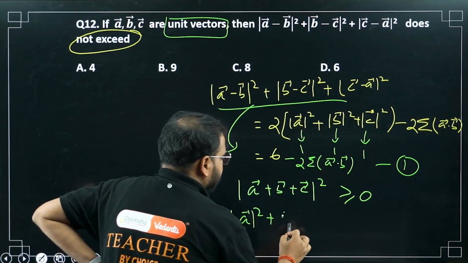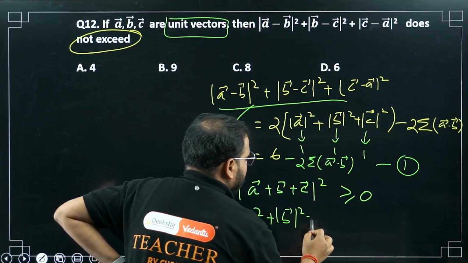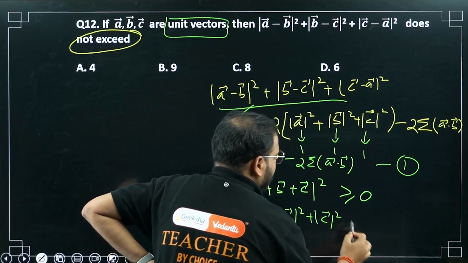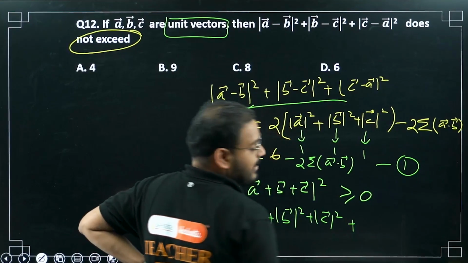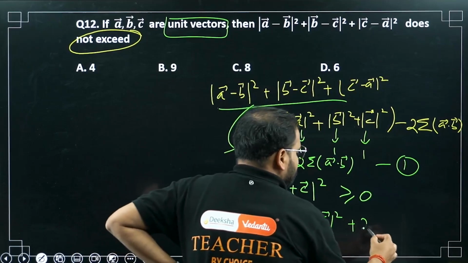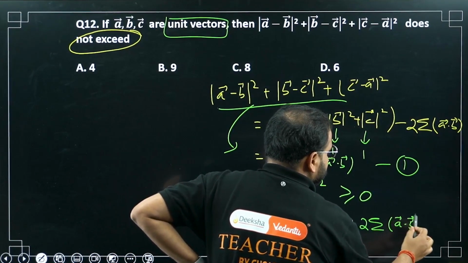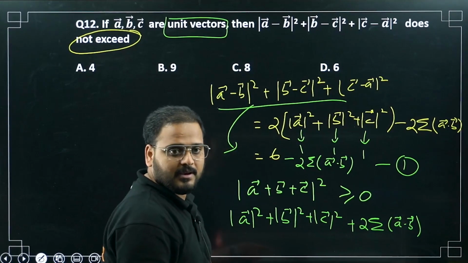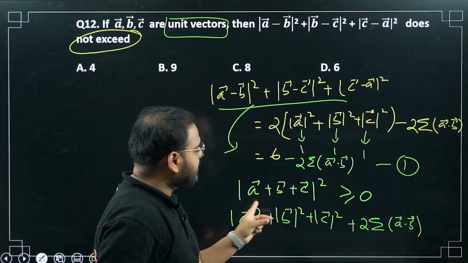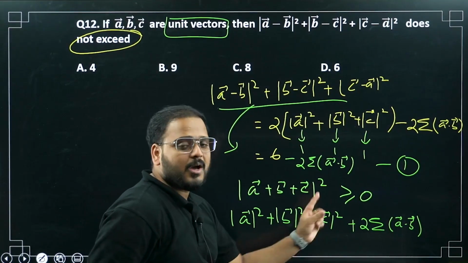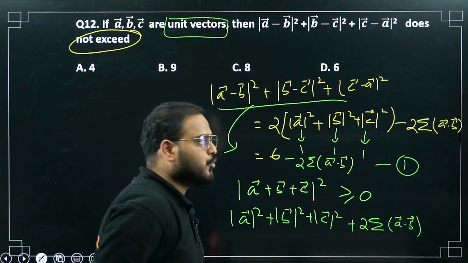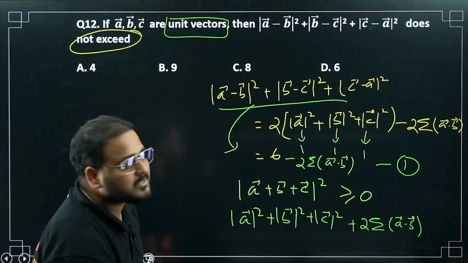A square, again B square plus C square, and what? This time I'll get plus 2 times of what? Summation of A dot B only. Please check, A dot B. Is it right or not? A dot B, what do I get? A square, B square, C square plus 2AB plus 2BC plus 2CA.